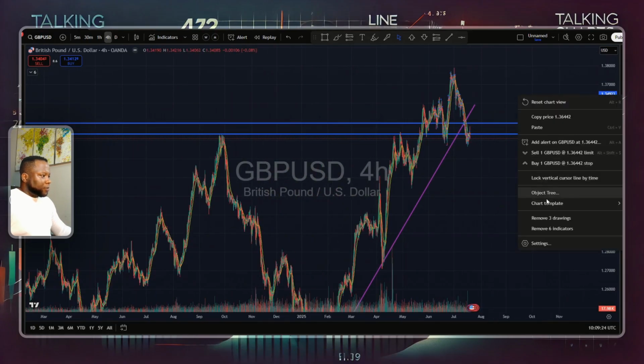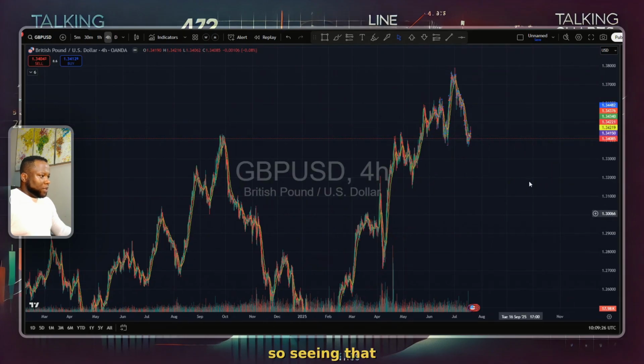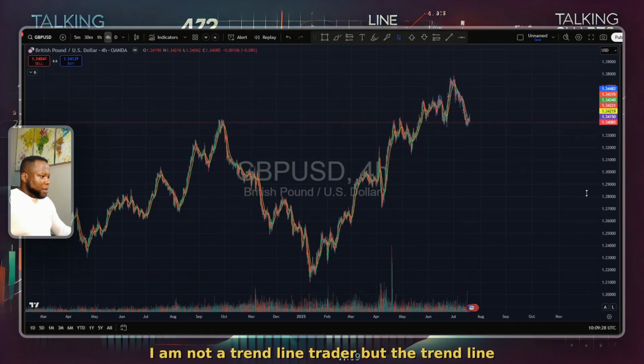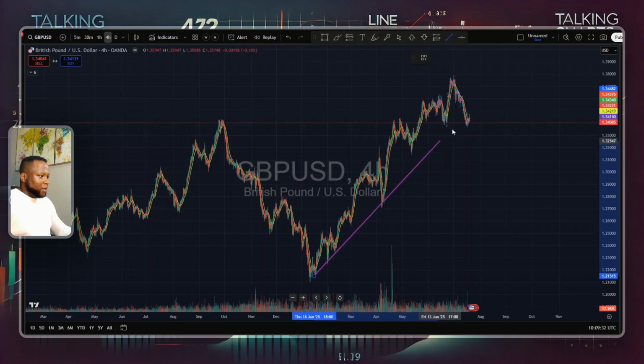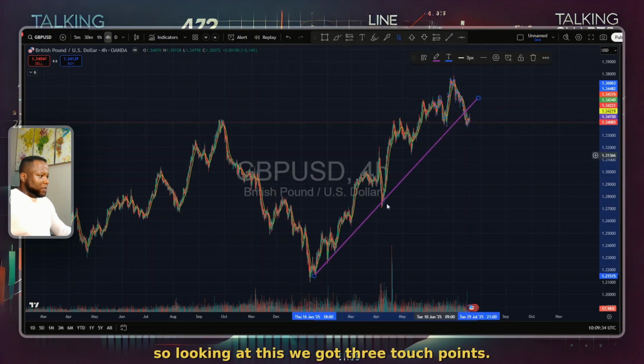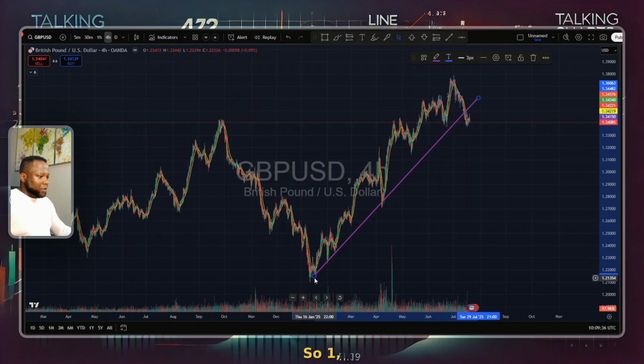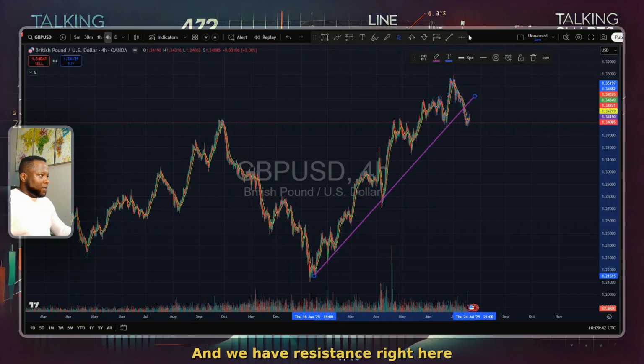Seeing that, I am not a trendline trader, but the trendline gives you exactly where price is headed. Looking at this, we've got touch points: 1, 2, 3, 4, and this is the 5th one. And we have resistance right here.